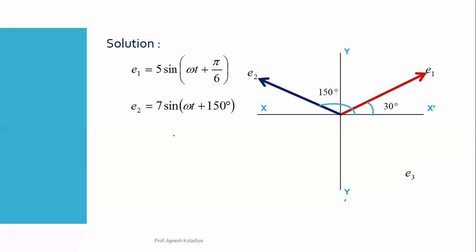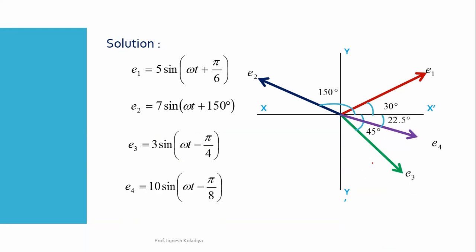Then E3 and E4 have a negative sign over here. That means it is lagging. So I can draw like this, minus 45. Similarly, for E4, it is minus pi by 8, which means 22.5 lagging. You have to consider this axis as a reference. With reference to this axis, these two are leading and these two are lagging.